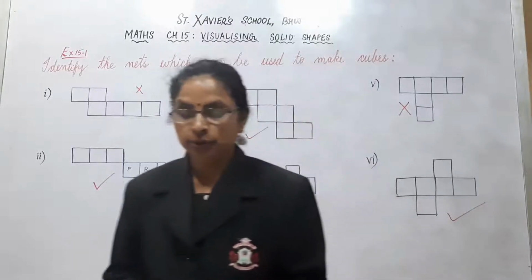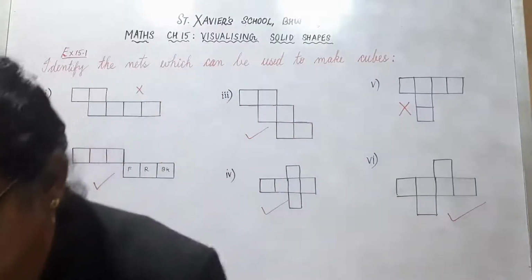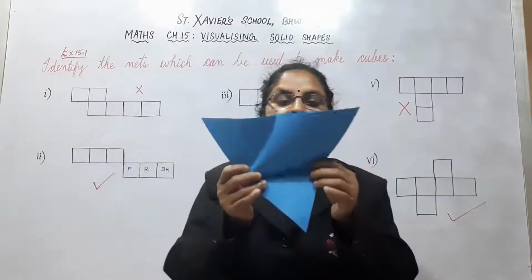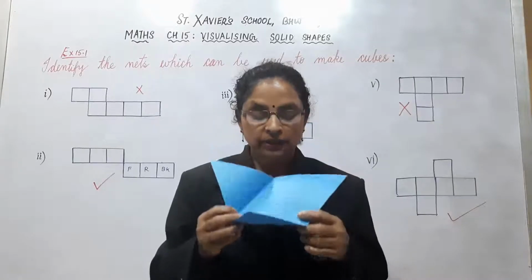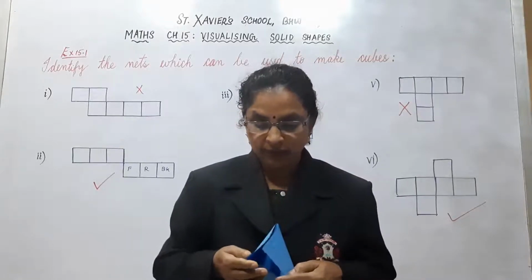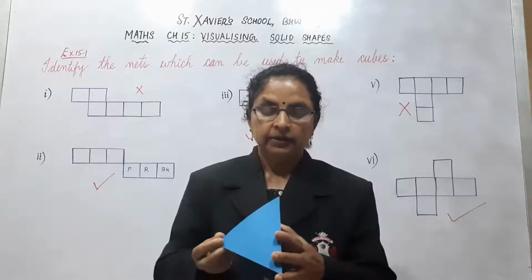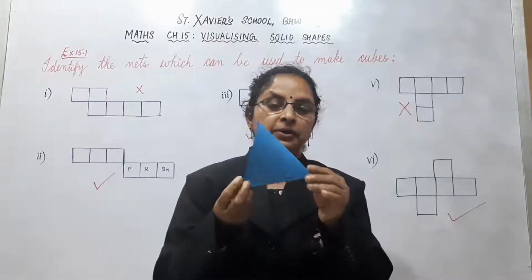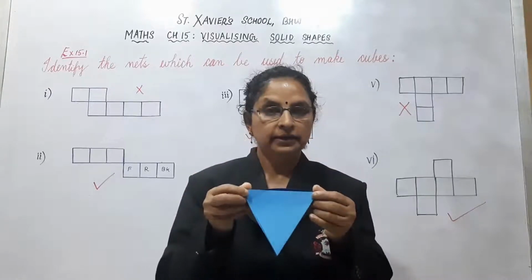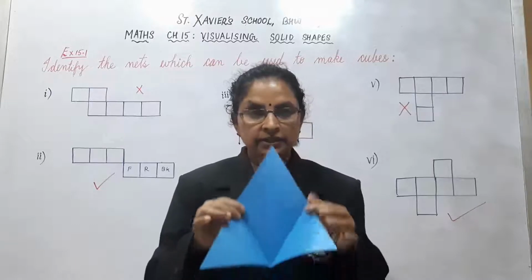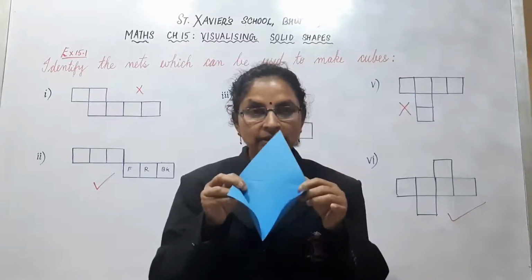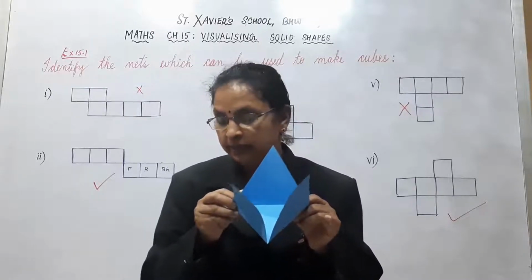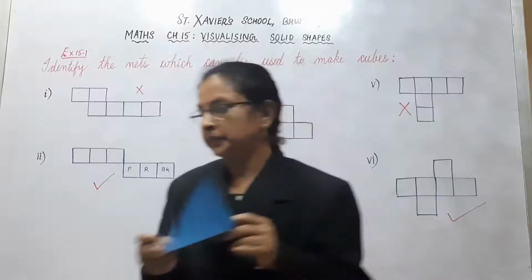That I have already shown you, 2 types of nets. This net, can you see? When folded you will get a proper triangular pyramid. You are getting all 4 sides as triangles, right? Here see, in the center one triangle and all 3 sides 3 triangles. This is how it is cut. That is the third figure.